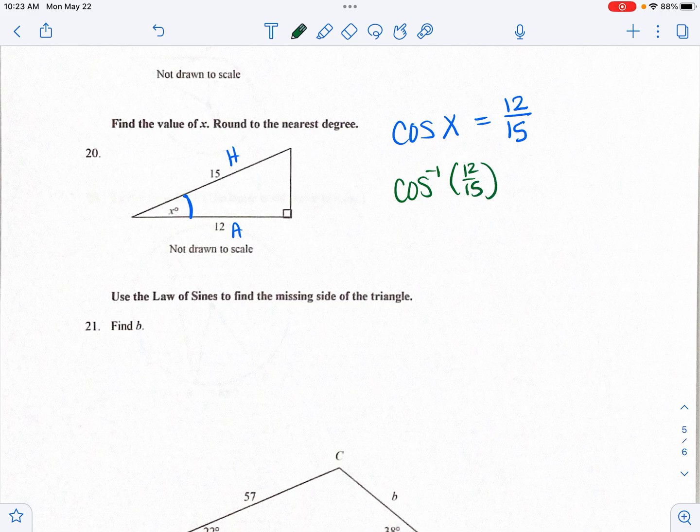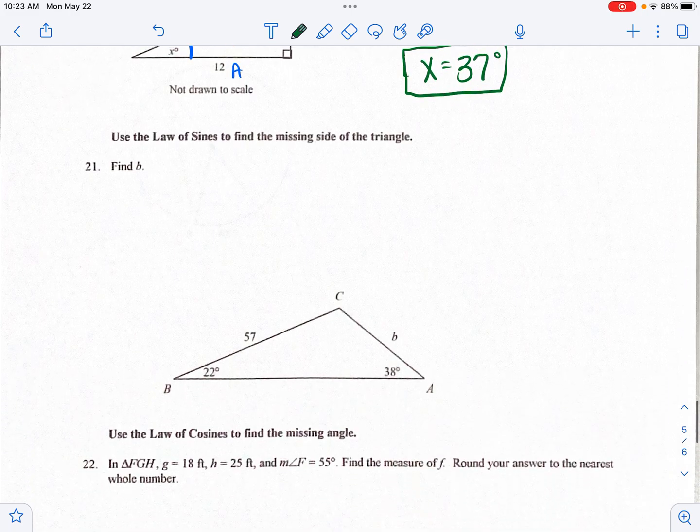All right, let's see. Cosine, it would help if I used the correct button. You get 36, what does it say? Round to the nearest degree. Okay, so that's a whole number. So that'll be 37. So x is 37 degrees. Again, use your calculator, and round to a whole number.